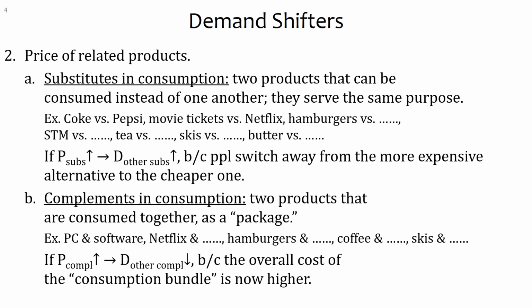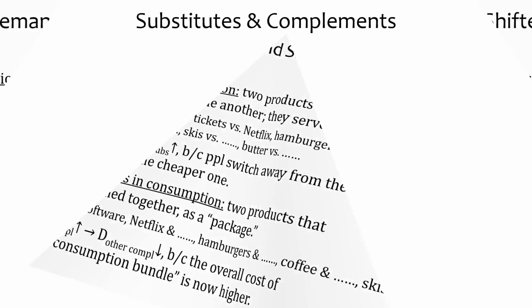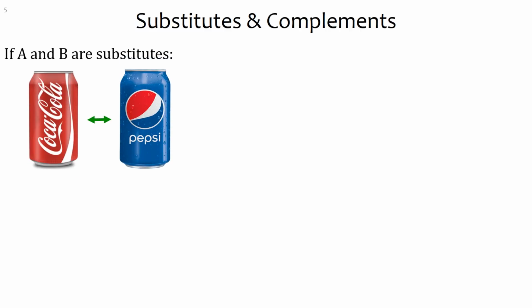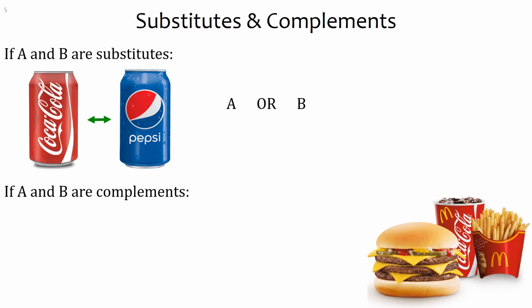Okay, so pause here and write down your notes. A good way of summarizing substitutes and complements. If A and B are substitutes, remember the classical example is Coke and Pepsi, it means you consume either A or B. If they're complements, things that you consume together, then you have A and B. So that's kind of like a logical operator that's used sometimes. It helps to remember. So this or and is a good way of capturing substitutes and complements.